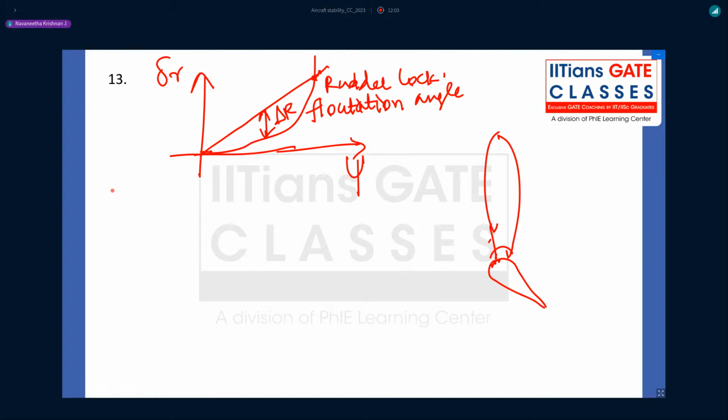Okay, so how to avoid this rudder lock phenomenon? The first way to reduce rudder lock is to reduce the rudder effectiveness. When you reduce the rudder effectiveness, we have to increase the rudder deflection at any given side slip, because if you have to provide a considerable amount of yaw, we have to increase the rudder deflection. That means the rudder is undersized, and it requires a larger amount of deflection for the same amount of yaw. So thereby we can reduce the rudder lock phenomenon.